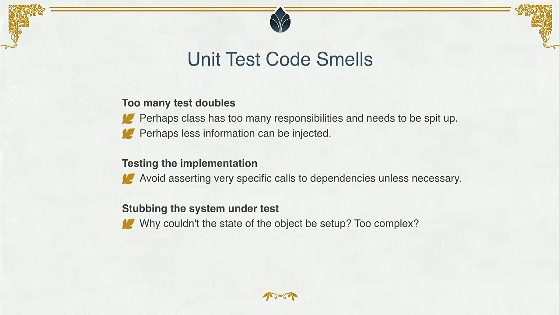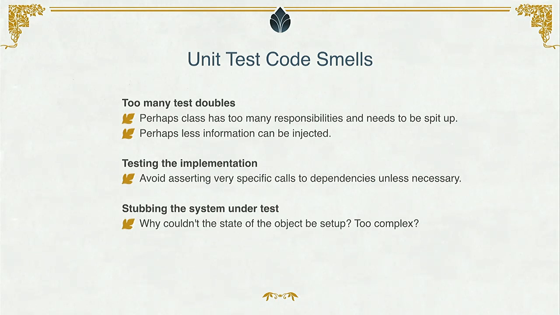So unit tests can also indicate code smells in your application. The first one, again, is if you have hundreds of test doubles, that could be a sign that your particular class is way too complex. Maybe you can split it up into a few different units. Maybe they can all have different responsibilities where they don't need these large amount of dependencies.